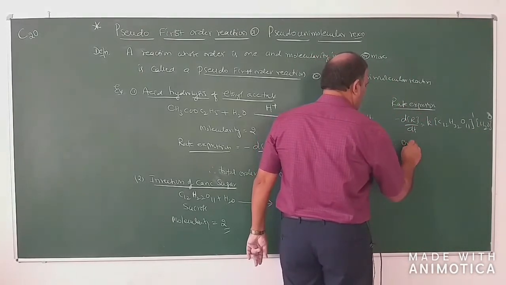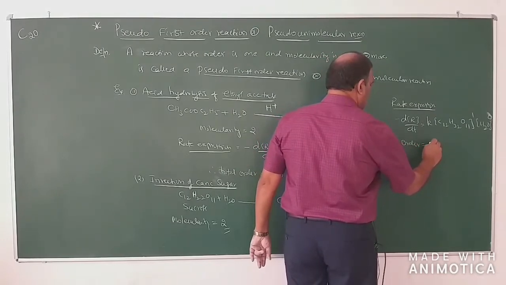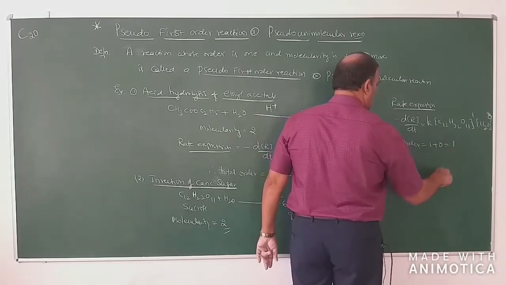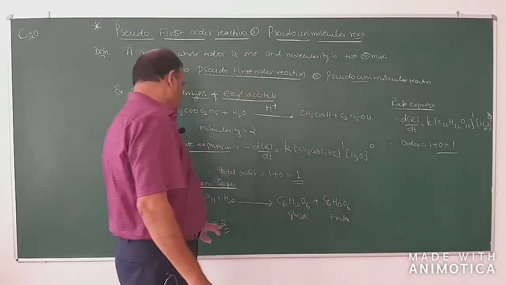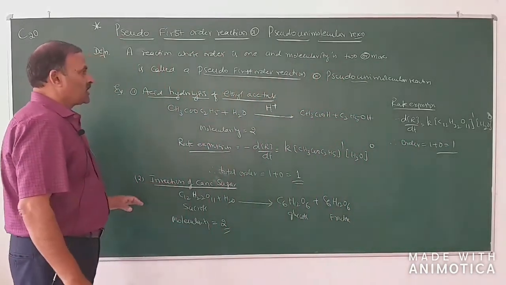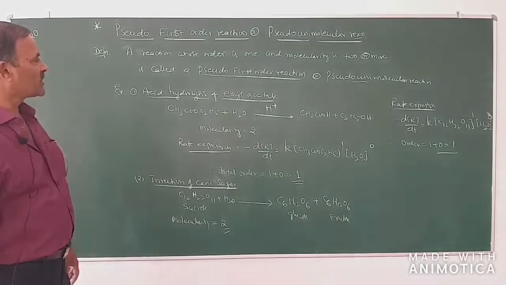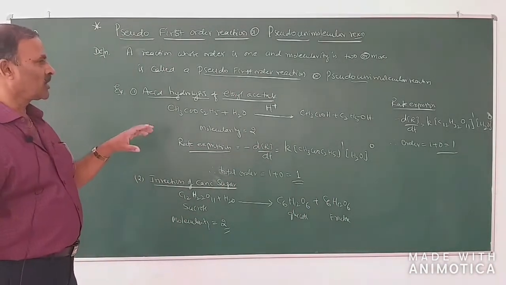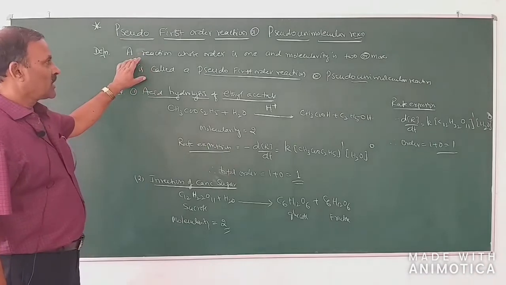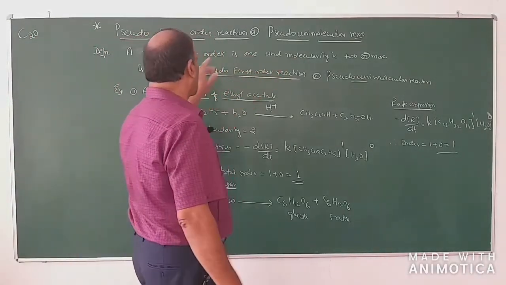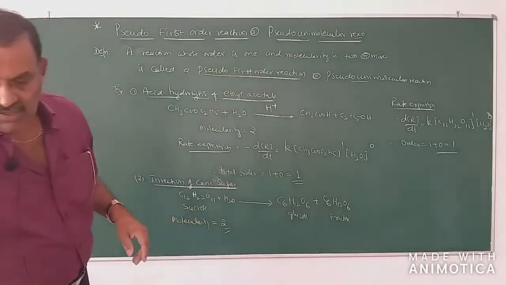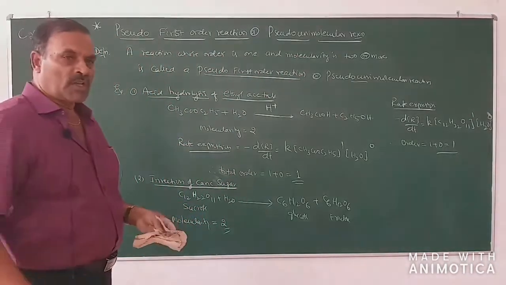Therefore, order equals 1 plus 0, that is equal to 1. So, order is 1, molecularity is 2, hence this reaction is also a pseudo first order reaction or pseudo unimolecular reaction. Reactions whose order is 1 and molecularity is 2 are called pseudo first order or pseudo unimolecular reactions.